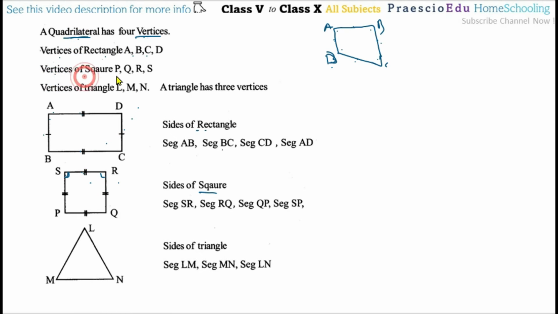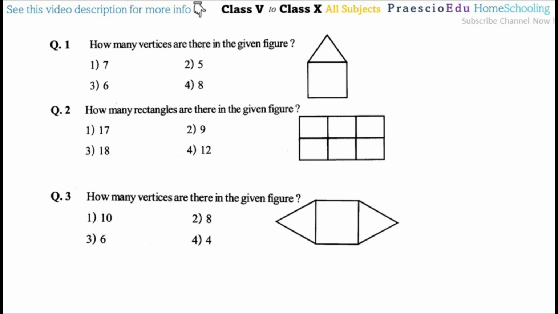Then vertices of the square are P, Q, R, S. Vertices of the triangle are M, L and N. So these are the vertices and angles, and then we can say the sides, or we can say the edges. Then we are going to see some examples. These are informative examples also.